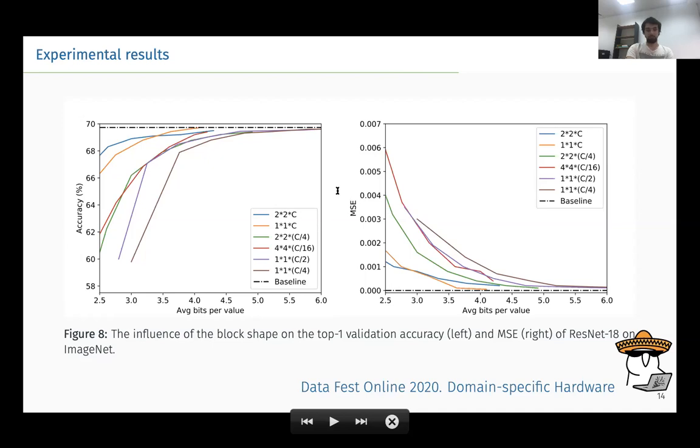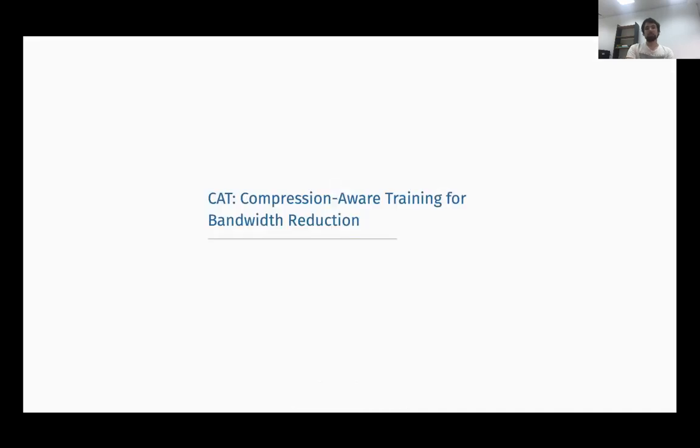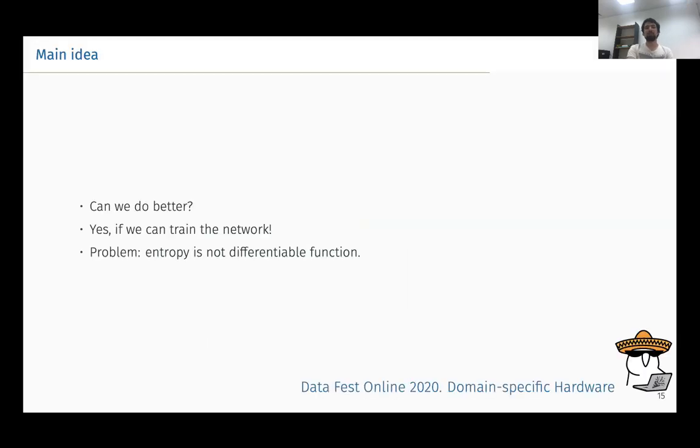And the next idea was whether we can do better. How can we do better with this compression? And the answer is to be aware of what you want to do in the training. If you want to reduce the entropy of the activations, you can add some penalty during the training and improve the entropy of the activations. So in this case, you can also reduce the memory bandwidth even further.